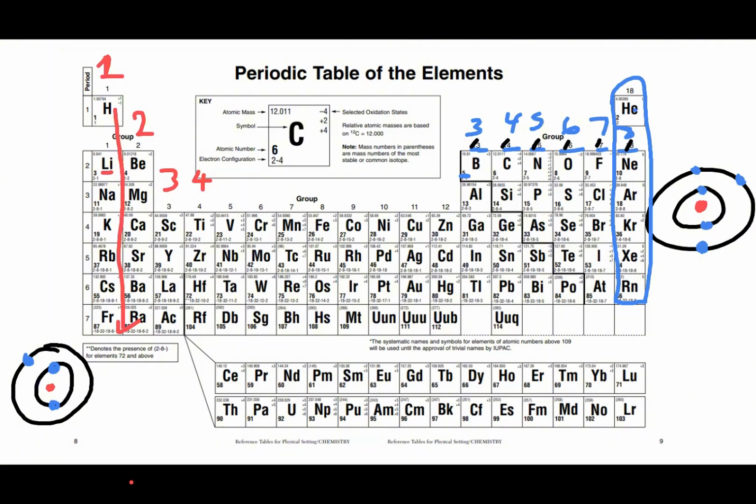So for helium, it has 2 protons. Its atomic number is 2. So that means it has 2 electrons, and 2 electrons in the first shell satisfies the duet rule. So that means it has a full valence shell.